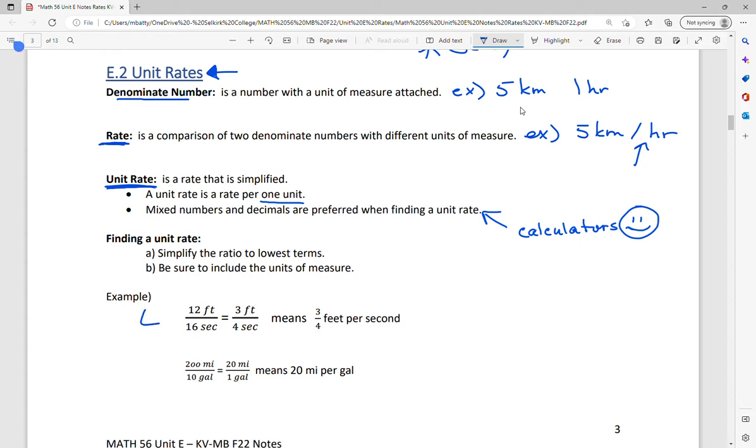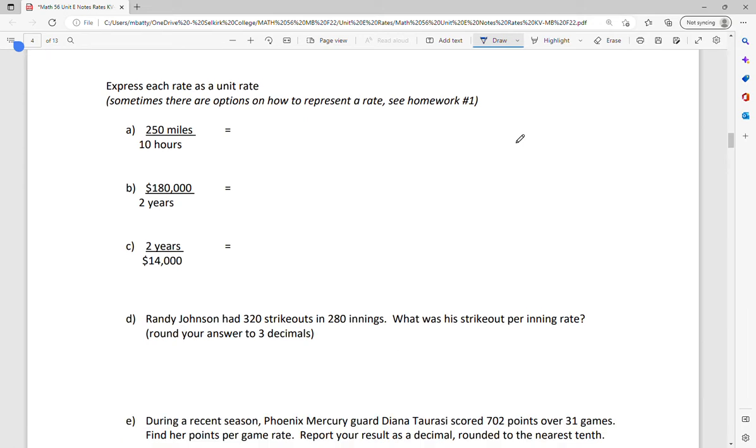So here's some examples of rates. So if you go 12 feet in 16 seconds, you could reduce it, or you could do the math on that. So it's 3/4 feet per second, or in all honesty, what we'd probably do is say it's 0.75 feet per second. Same here, 20 miles with 10 gallons of gas maybe. We would represent that as 20 miles per gallon. I like using the slash here for reasons that we'll keep talking about in this unit, but that's how we say it, is per, when we're talking about the rates, which you probably already knew. So these ones express as a unit rate, and sometimes there are options on how to express that rate, which I've already alluded to, but it is in your homework in this section.